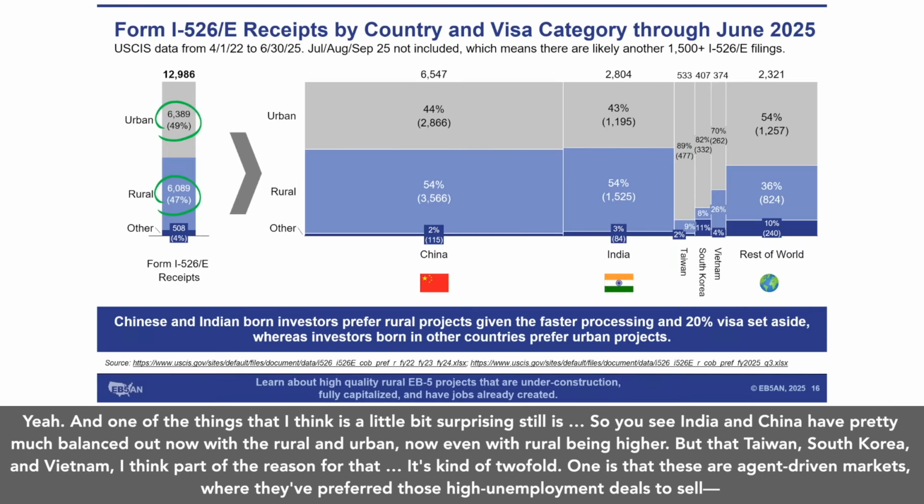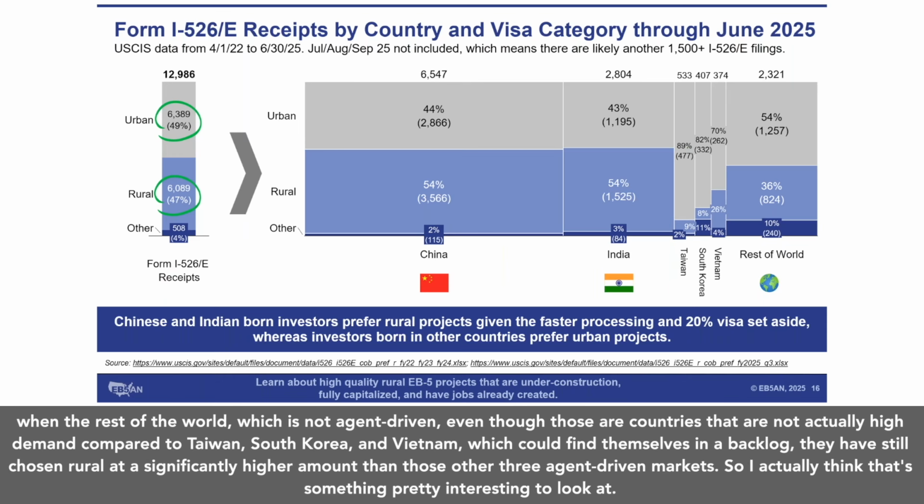Yeah, and one of the things that I think is still a little bit surprising is, you see India and China have pretty much balanced out now with rural and urban, now even with rural being higher, but Taiwan, South Korea, and Vietnam, I think part of the reason is twofold. One is that these are agent-driven markets where they've preferred those high unemployment deals to sell. The rest of the world, which is not agent-driven, even though those are countries that are not actually high demand compared to Taiwan, South Korea, and Vietnam, which could find themselves in a backlog, have still chosen rural at a significantly higher amount than those other three agent-driven markets. So I actually think that's something pretty interesting to look at.